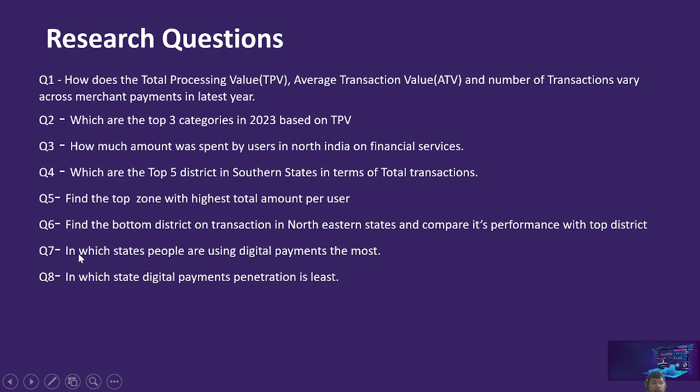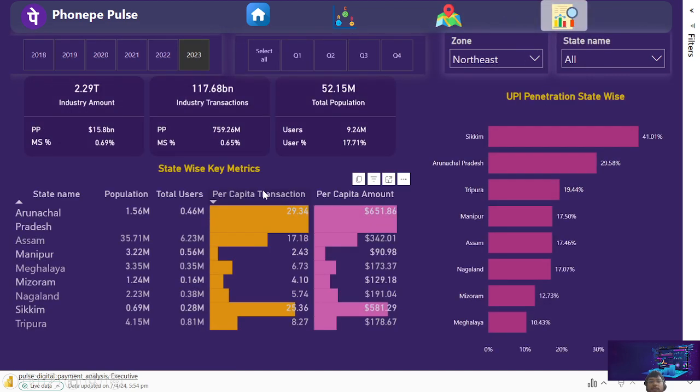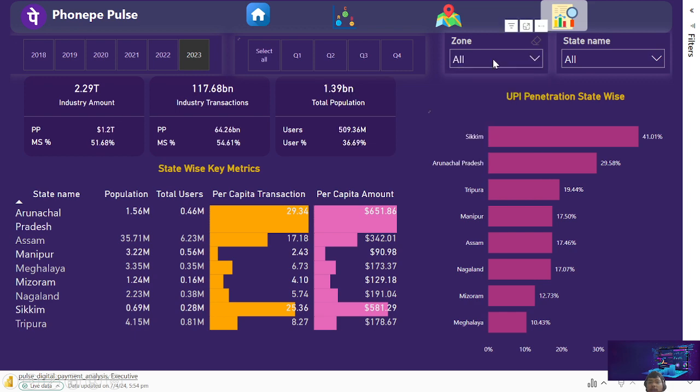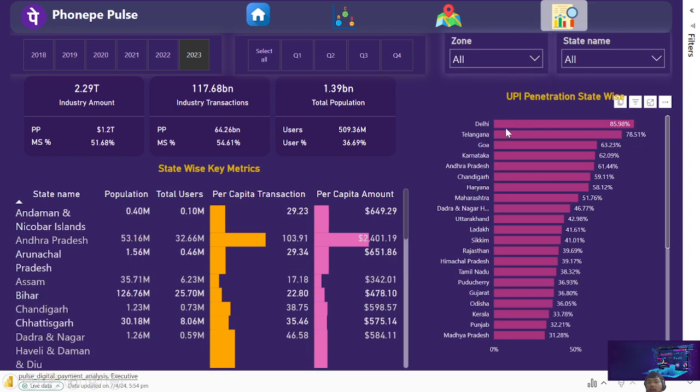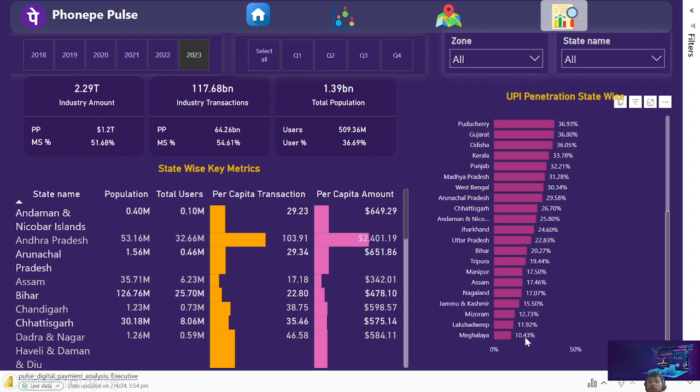Now let's look at another question: in which state people are using digital payment the most? So to answer this question, we will look at our executive dashboard. So as we can see that in Delhi, people are using digital payments the most, as 85.98% of people are registered on a UPI platform. This is just 10.43% for Meghalaya.